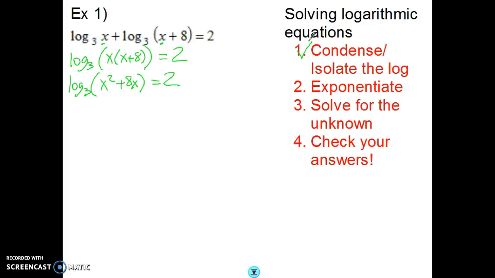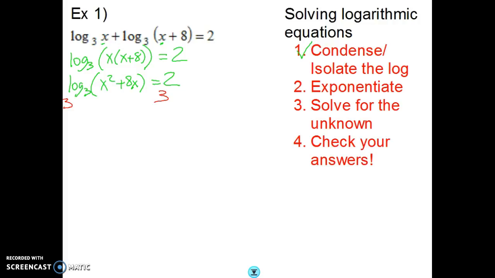Now we want to get on to the exponentiating step. So when we exponentiate, what that means is we are raising both sides into the exponent, and the base that we're raising them to has to match the base of our log that we're trying to cancel out. So I'm going to raise both sides into the exponent with a base of 3. So it becomes 3 raised to the log base 3 of x squared plus 8x is equal to 3 to the second power.